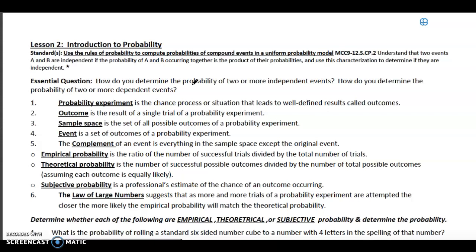So we'll be looking at these standards in Lessons 2 as well as in 3 and 4. How do you determine the probability of two or more independent events, and how do you determine the probability of two or more dependent events? We're going to be looking at some of that today.